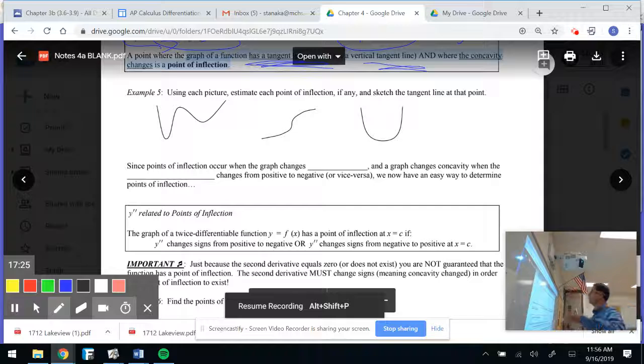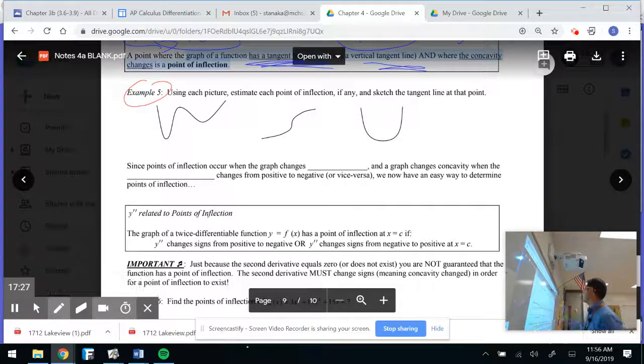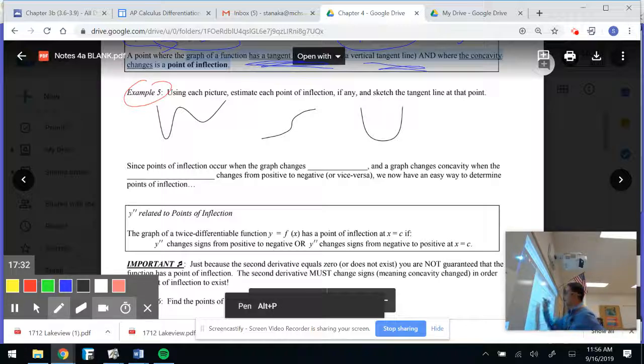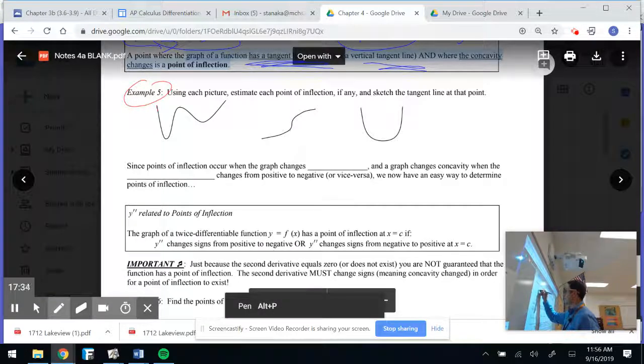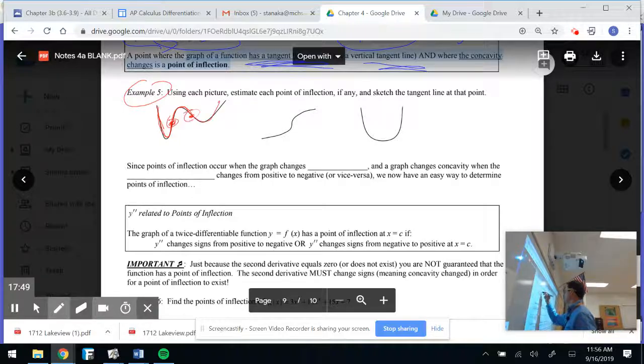Example 5 just says, where do you think a point of inflection would occur? And remember, it changes from concave up to concave down. So if I'm just following this little curve right here, that looks like it's concave up, concave up, oh snap. Looks like right there I changed from concave up to concave down. Oh snap, right there. So that's concave up, concave down, concave up. So those look like they would be points of inflection.